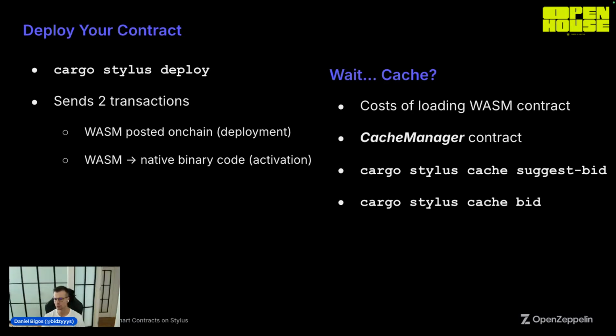A cache manager contract is a smart contract that holds frequently used Stylus smart contracts in a cache. In order to have our Stylus smart contract in the cache, we need to place a bid, with the cargo stylus tool, for example.